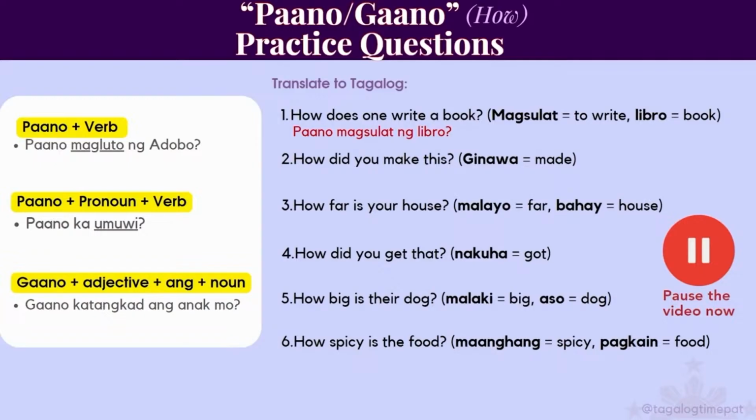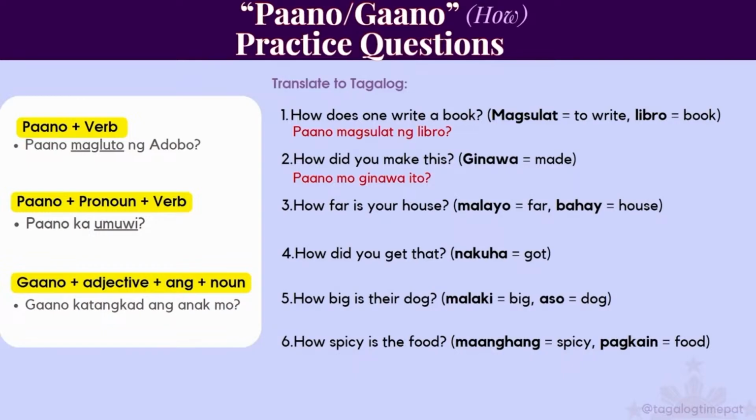Okay, welcome back. Let's do number 2. How did you make this? Ginawa means made. Paano mo ginawa ito? So that's following rule number 2. Paano, then the pronoun, then the verb. Paano mo ginawa ito? Number 3, how far is your house?